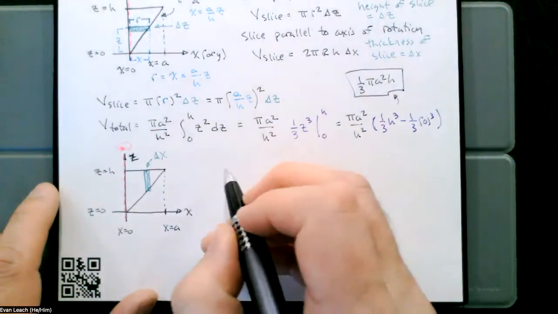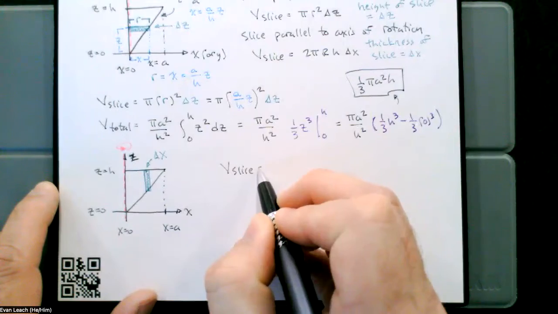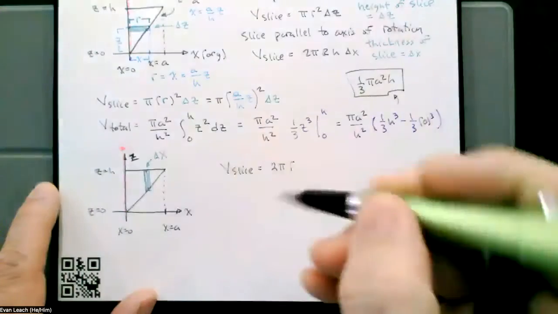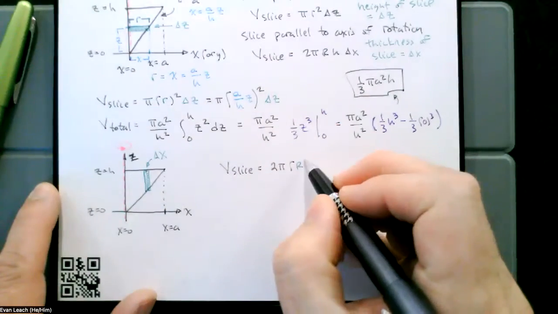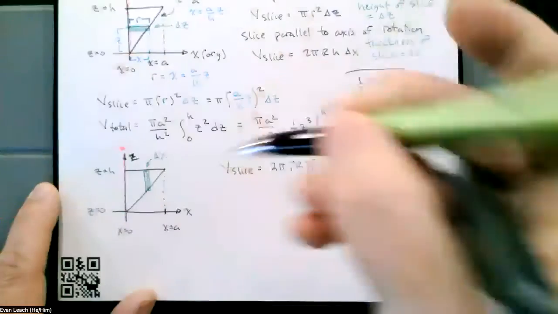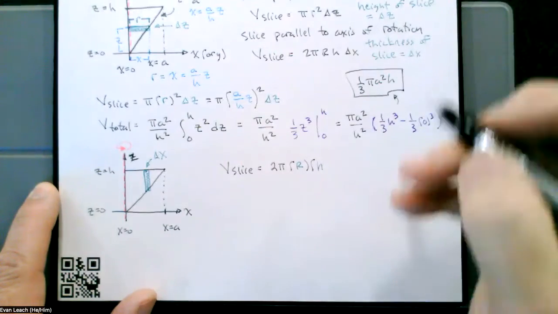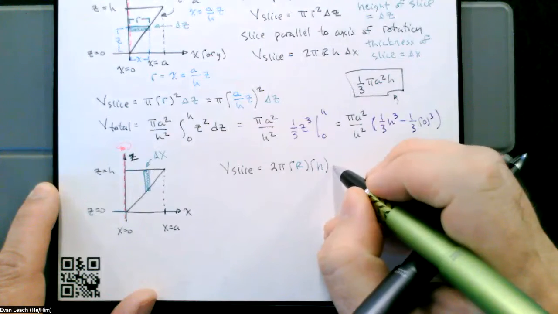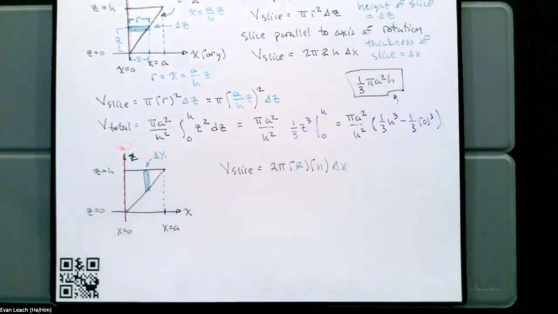So the volume of the slice is 2 pi times the radius times the height. Oh, not this h here. A little sloppy in my notation, I guess. Times the thickness of the cylindrical shell.